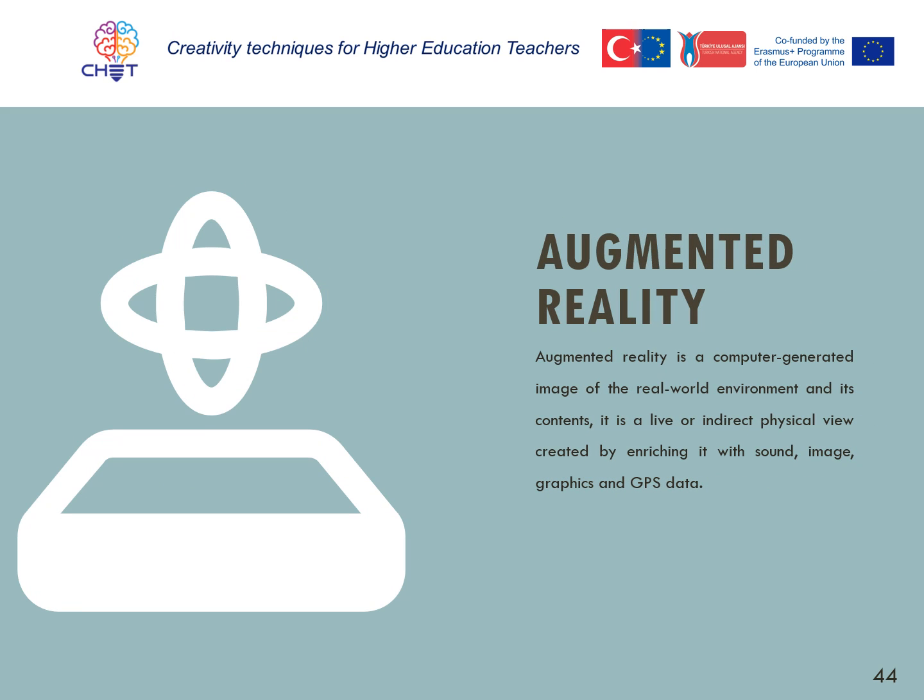Augmented reality is a computer-generated image of the real-world environment and its contents. It is a live or indirect physical view created by enriching it with sound, image, graphics, and GPS data. Augmented reality ensures that people do not lose physical interaction with the environment around us by providing magical digital overlays on creative activities. This concept is called augmented creativity. This allows users to use their imagination and increase their creativity.